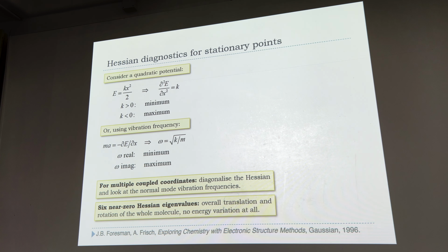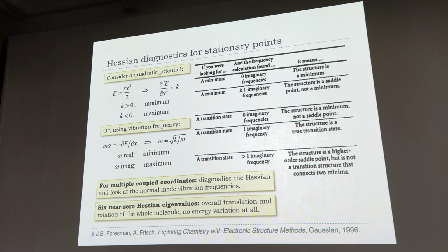So any Hessian that you have will have 6 near 0 eigenvalues, and a lot of software packages are essentially diagnosing this automatically, and they're not even printing those 6 0 eigenvalues to you because they know that they will always be present. And so that is a diagnostics table from this book here, thoroughly recommended. Comes with Gaussian when you buy the very expensive site license. It's on the bookshelf in the office.